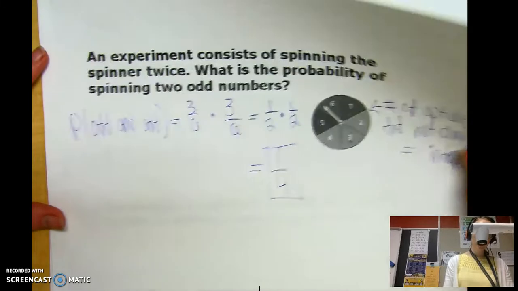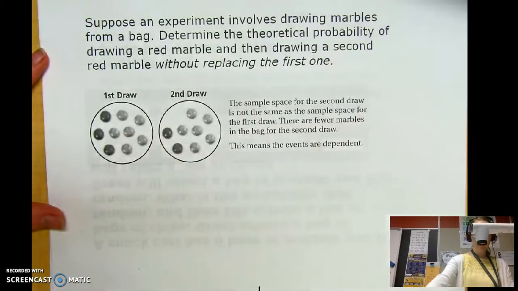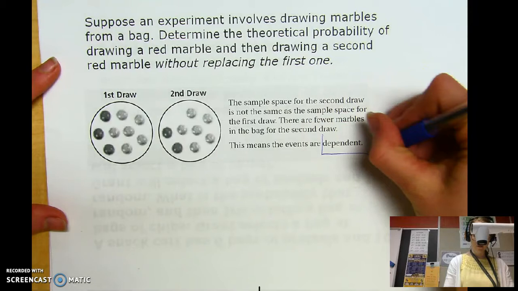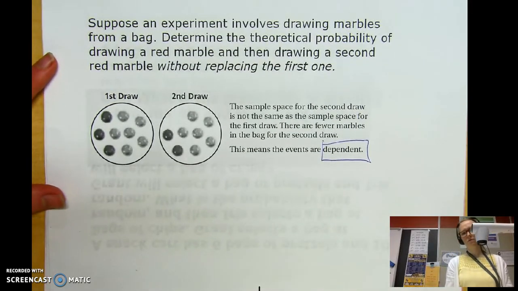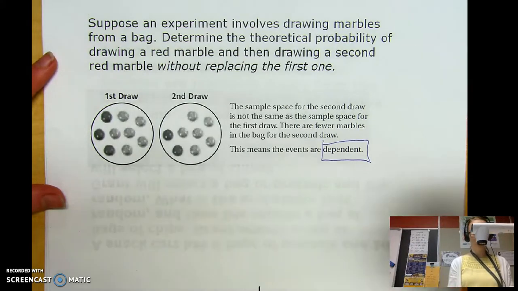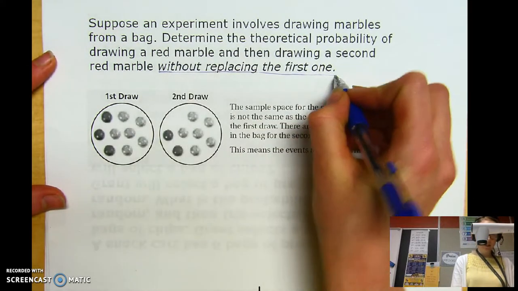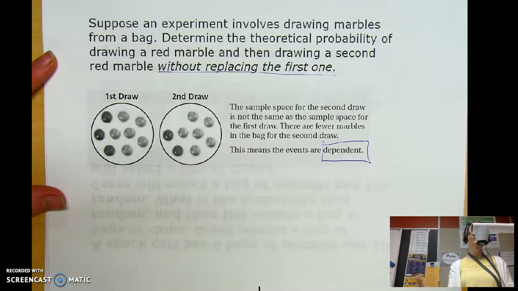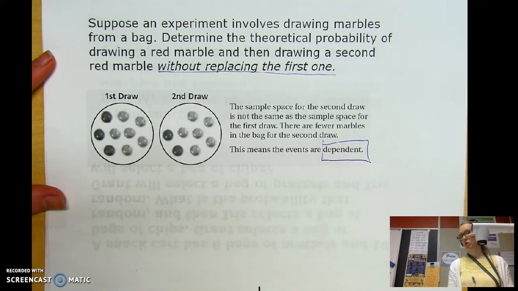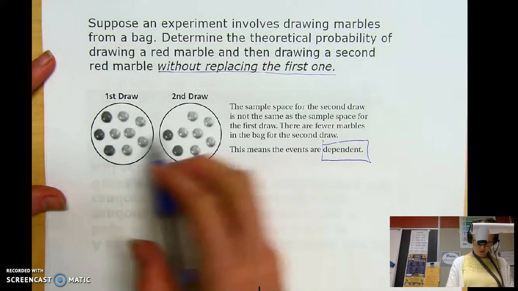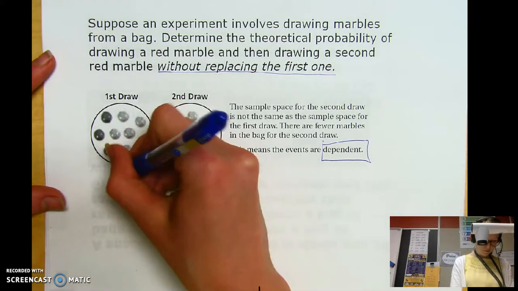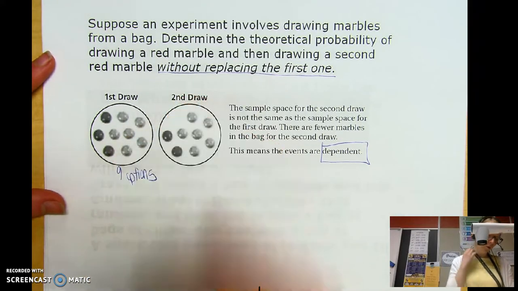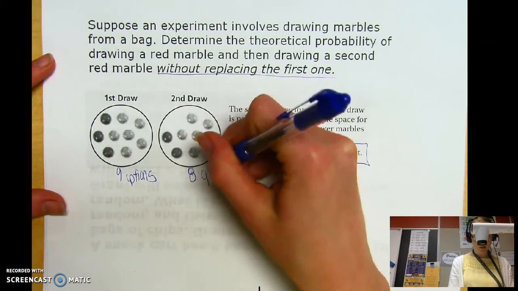So let's move on to the next type of example, which is dependent events. Most of those examples involve repeating the same process with the same number of options. Now, if we were to think back to that marbles example, if we were to draw a marble out of that bag and not replace it, we're changing the number of options for whoever is drawing that second marble. So if you look here, originally there were 1, 2, 3, 4, 5, 6, 7, 8, 9 options. And if we took one away and did not put it back, now there's only 8 options left.